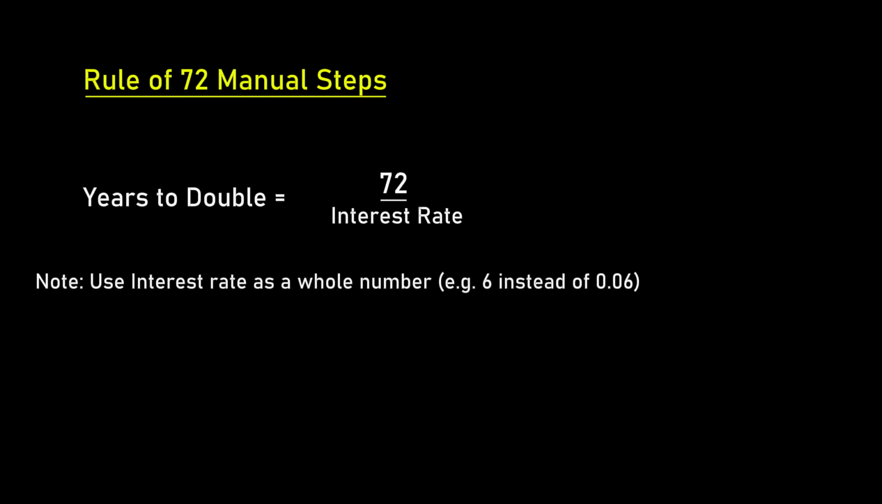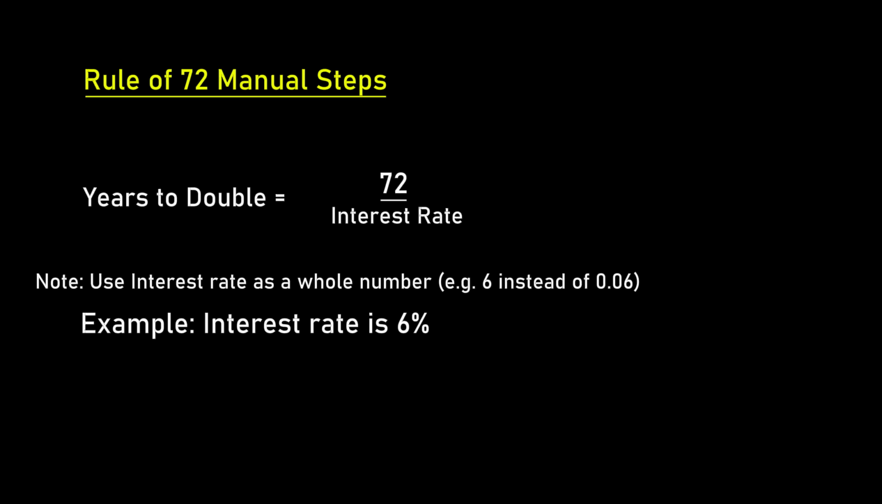The formula for the years to double is 72 divided by the interest rate. The most important thing to remember is that in this specific shortcut, we use the interest rate as a whole number, not a decimal. For example, if your interest rate is 6%, you would use the number 6, not 0.06.